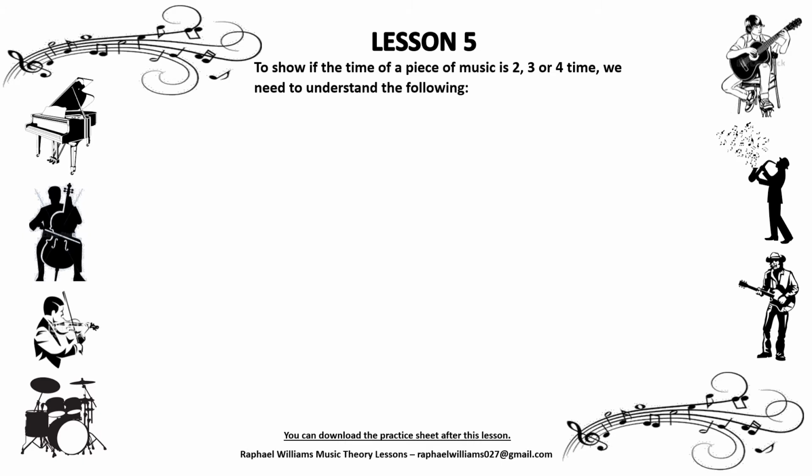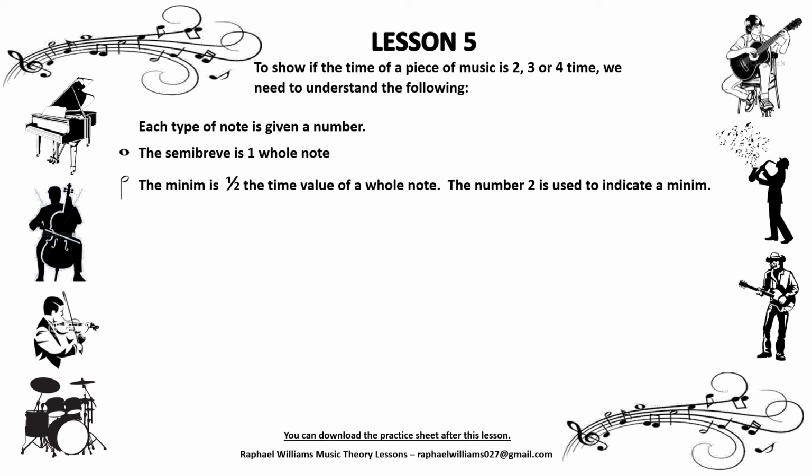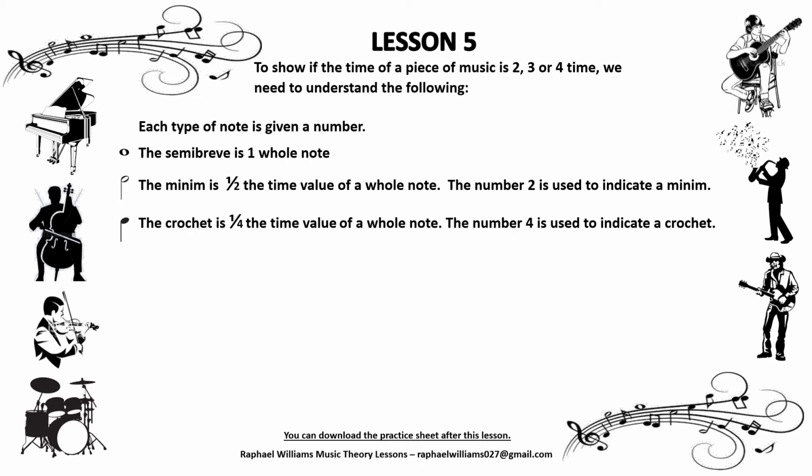To show if the time of a piece of music is 2, 3, or 4 time, we need to understand the following. Each type of note is given a number. The semibreve is one whole note. The minim is half the time value of a whole note. The number 2 is used to indicate a minim. The crotchet is a quarter the time value of a whole note. The number 4 is used to indicate a crotchet.